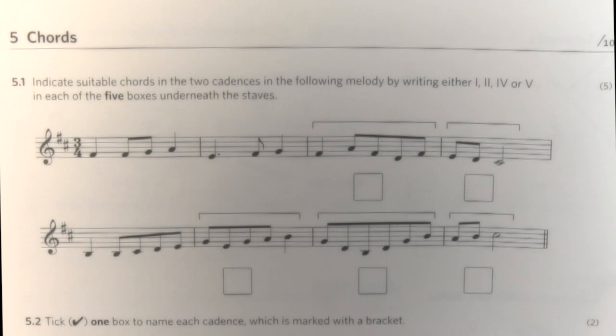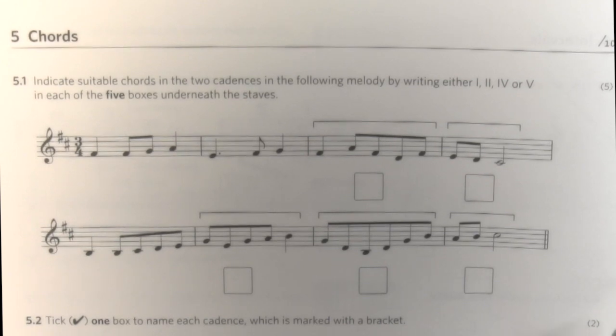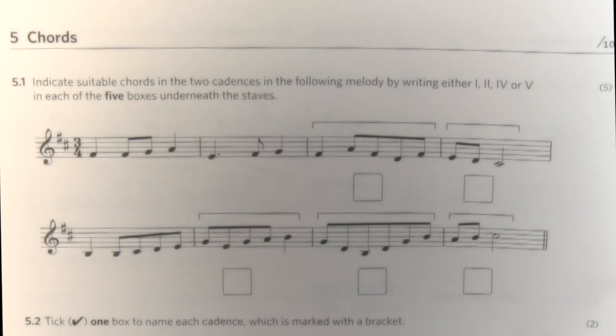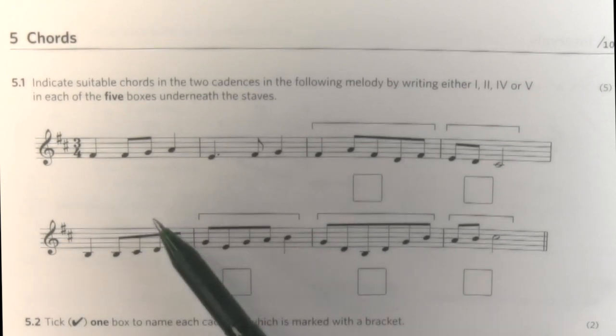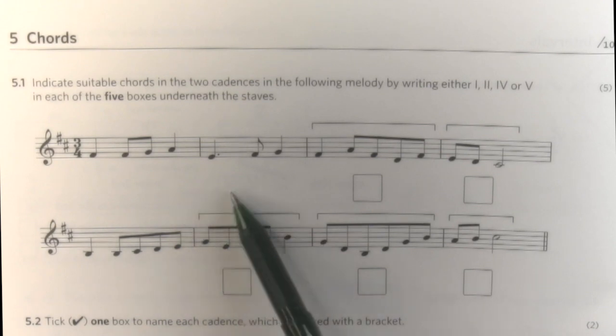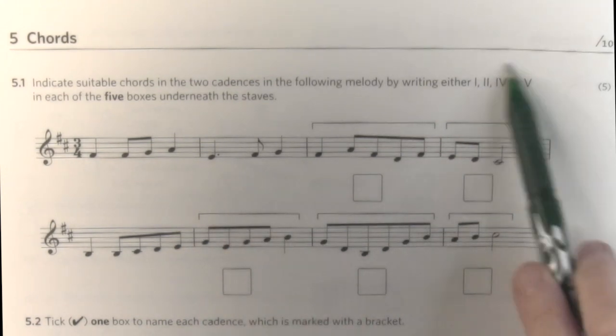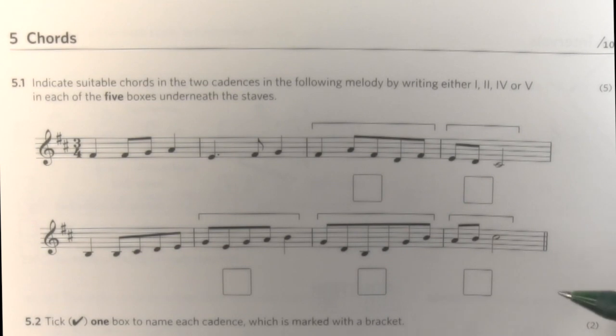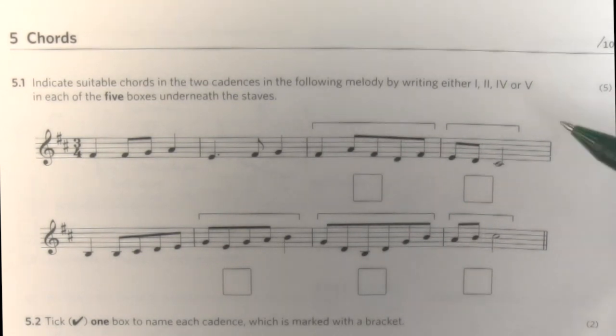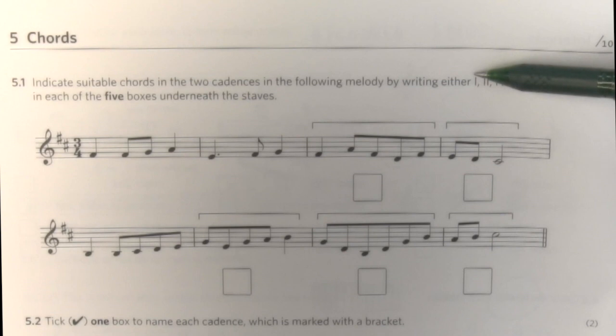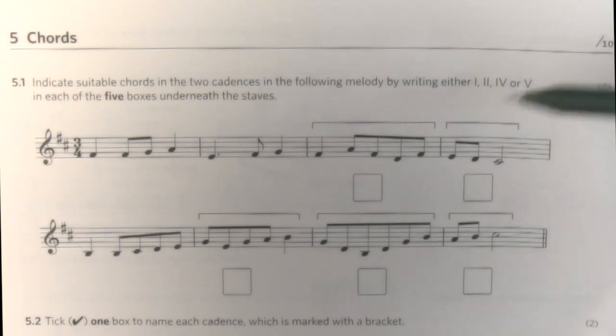The 5th section relates to chords, and we have 3 questions. Each of them goes a little bit deeper into the topic. It's about chords and cadences. So let's have a look. In the first example, we need to identify the chords that we have, and they should form a cadence, but we can only find the 1st, 2nd, 4th and 5th chord.